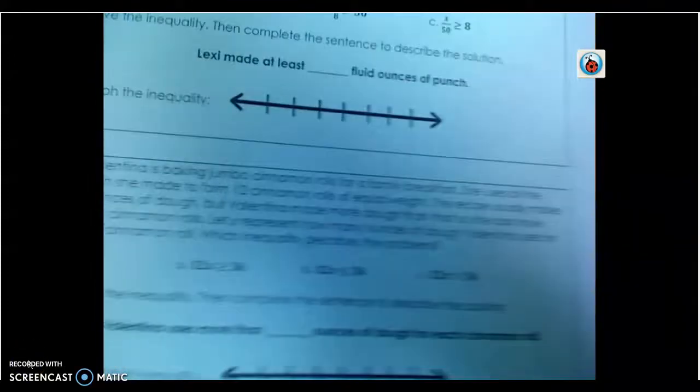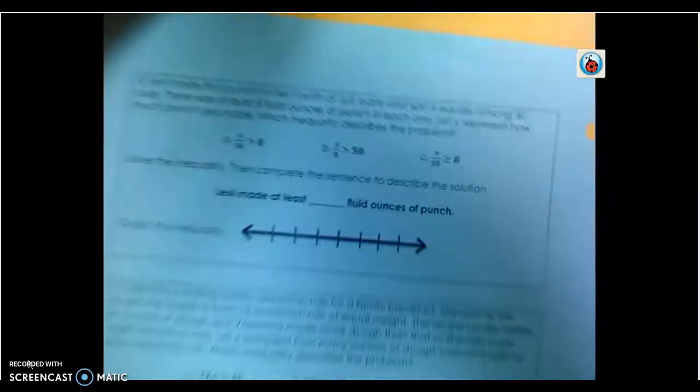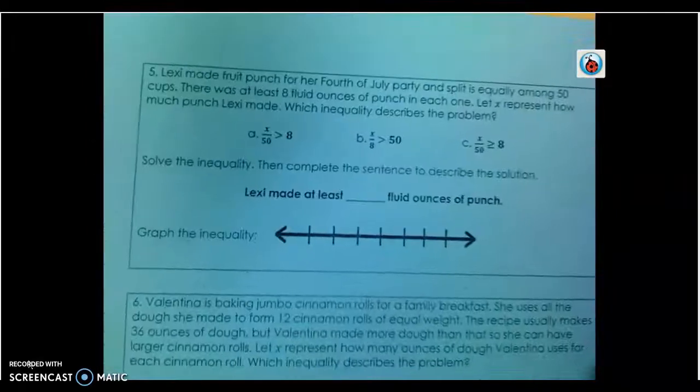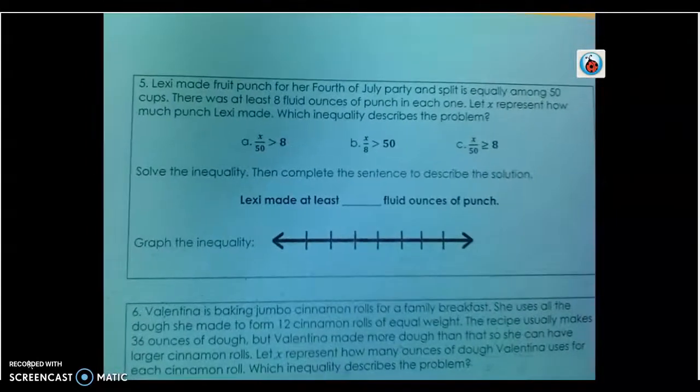All right, gonna flip the paper over. We got 2 word problems to go over quick. All right. Number 5, Lexi made fruit punch for her 4th of July party and split it equally among 50 cups. There was at least 8 fluid ounces of punch in each one. Let X represent how much punch Lexi made, which inequality describes the problem.